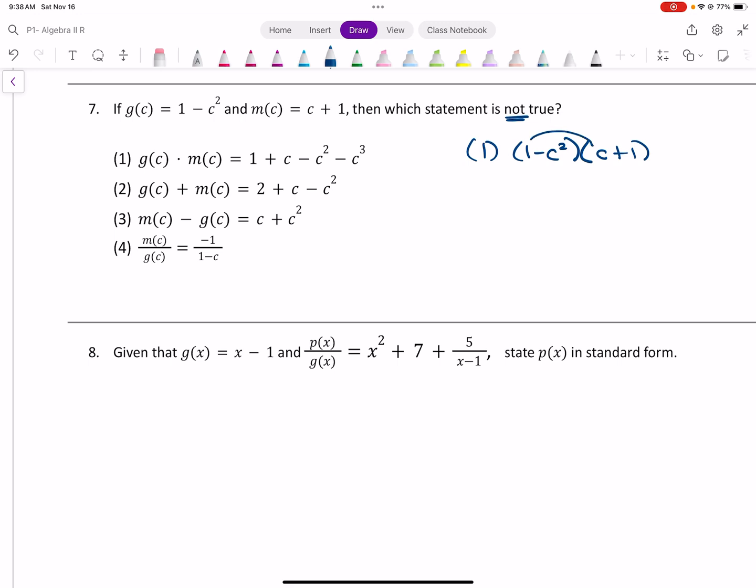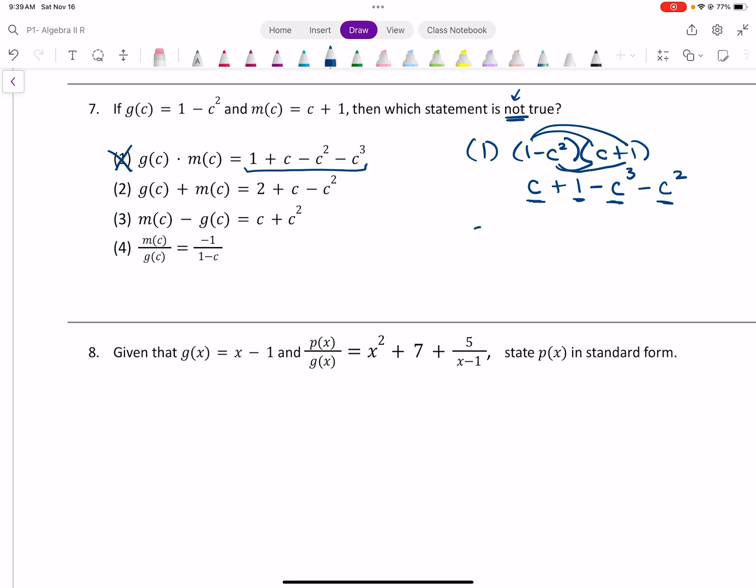1 times c is c. 1 times 1 is 1. Negative c squared times c is negative c cubed. Negative c squared times 1 is negative c squared. And that does match that right side. I have a positive 1, a positive c, a negative c squared, and a negative c cubed. So that one is true. We are looking for the one that is not true. So it's not answer choice 1. So you could keep doing them all by hand, or you could do my SAT trick.